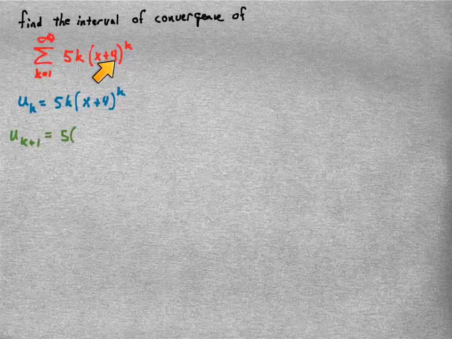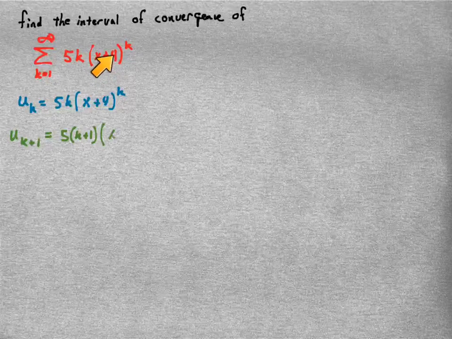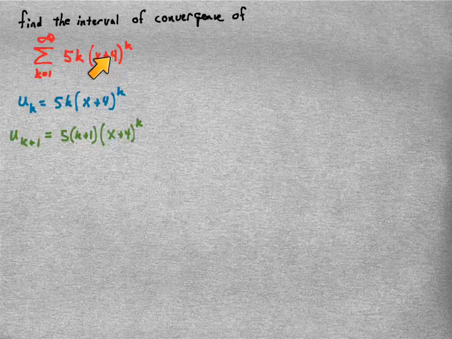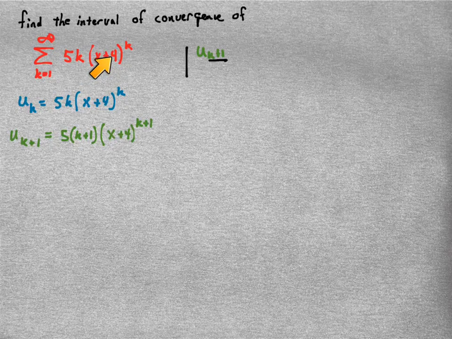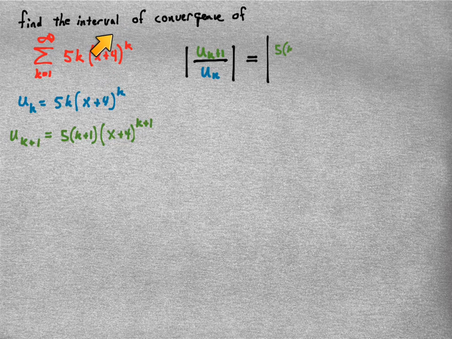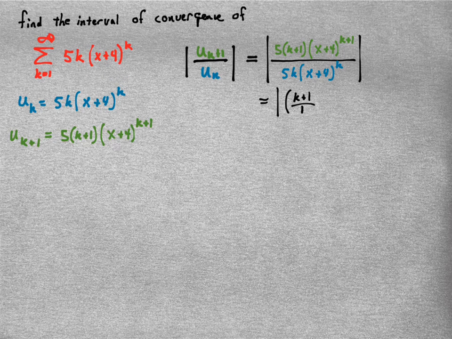We should know that if there is an interval of convergence, it's going to be above or below -4, the root of this particular base. And so the radius of convergence, essentially, is going to be how far above or below -4 can we go and still have a convergent series.